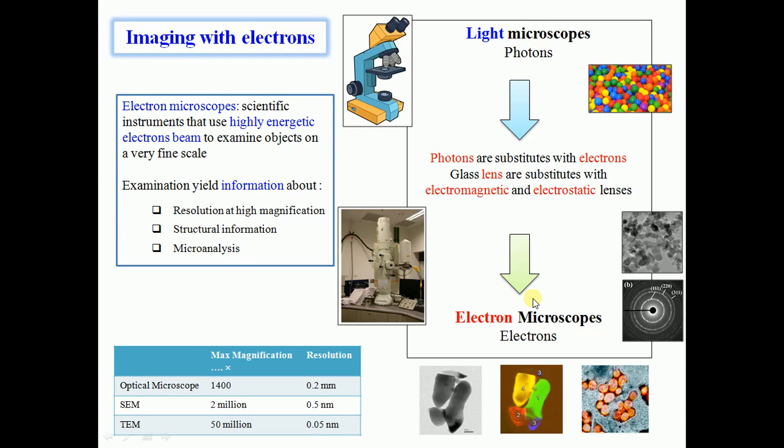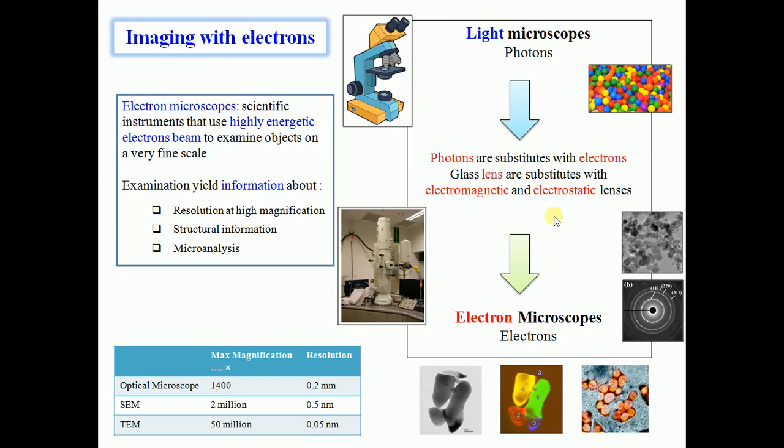What do these electron microscopes use after all? They use electrons instead of photons, and the glass lenses of the optical microscope are replaced by electromagnetic and electrostatic lenses. And these highly energetic electron beams are used for examination of the object on a very fine scale.